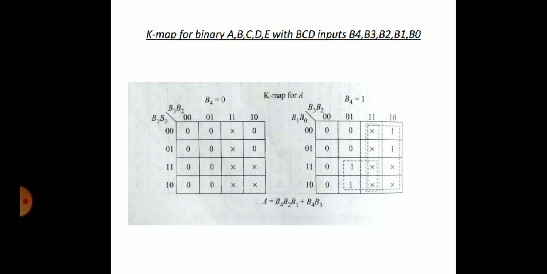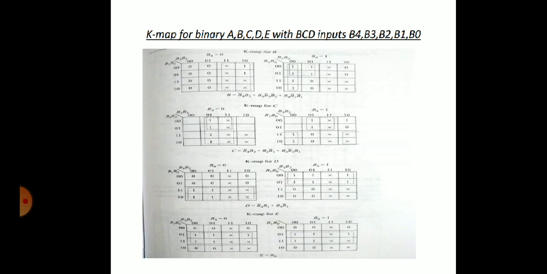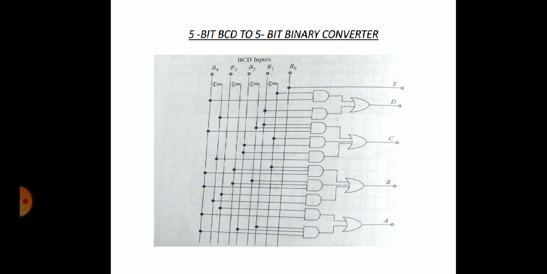Okay, now what about B, C, D, E? You can see the expressions for B, C, D and E. Okay, next the third step. The third step is the design of the expressions using logic gates. So this is the final circuit or diagram of a 5-bit BCD to 5-bit binary converter.